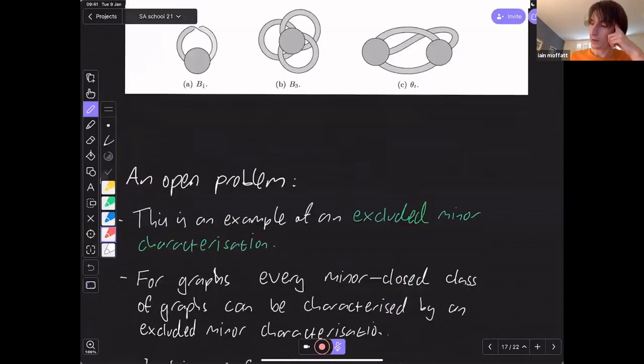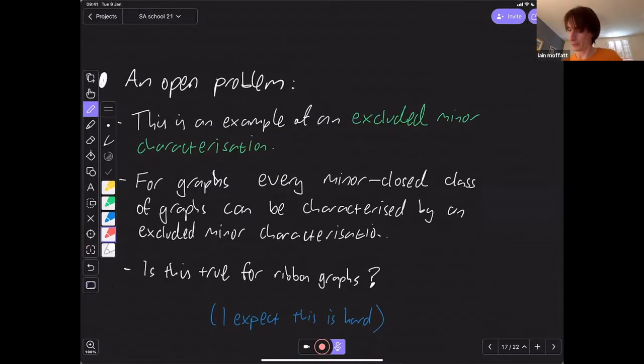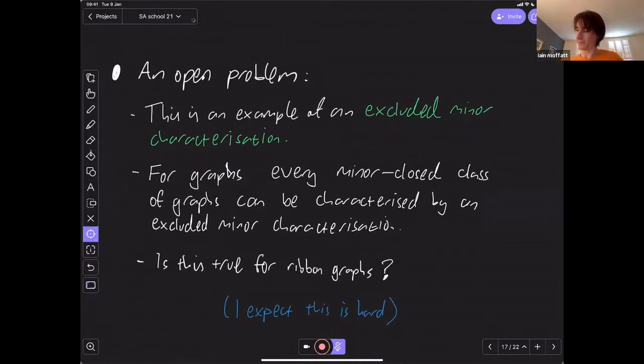Now, in graphs, we know that every minor closed class of graphs can be characterized by an excluded minor characterization. And a nice big open problem that I'll end on is: is this true for ribbon graphs? Or even find an excluded minor characterization for ribbon graphs that have genus 2 partial duals. And that's going to be a hard problem.